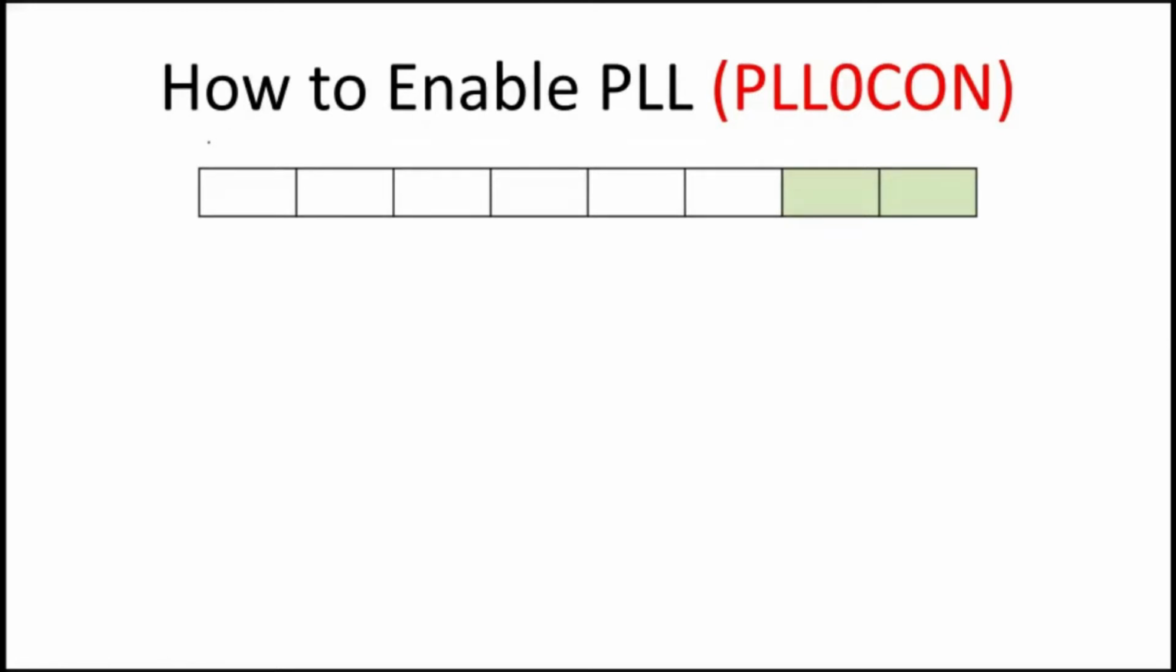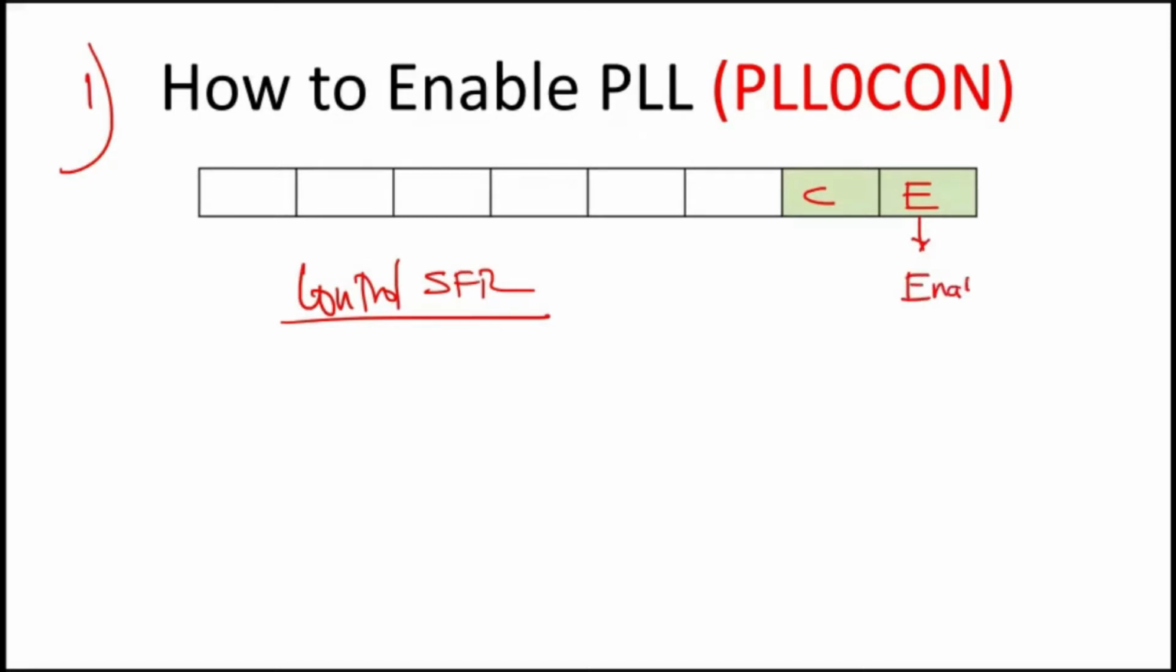To use a PLL, you should know how to enable it. For that, you have the PLL0 control SFR. Though it is a 32-bit SFR, the first two bits are the more important ones for us. The first bit is called the enable bit. The second bit is called the connect bit. So this is the enable bit, and this is the connect bit.